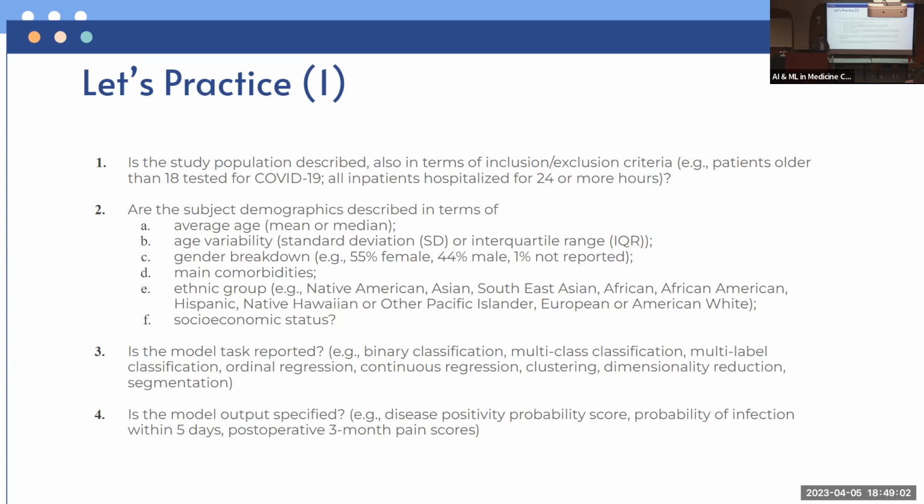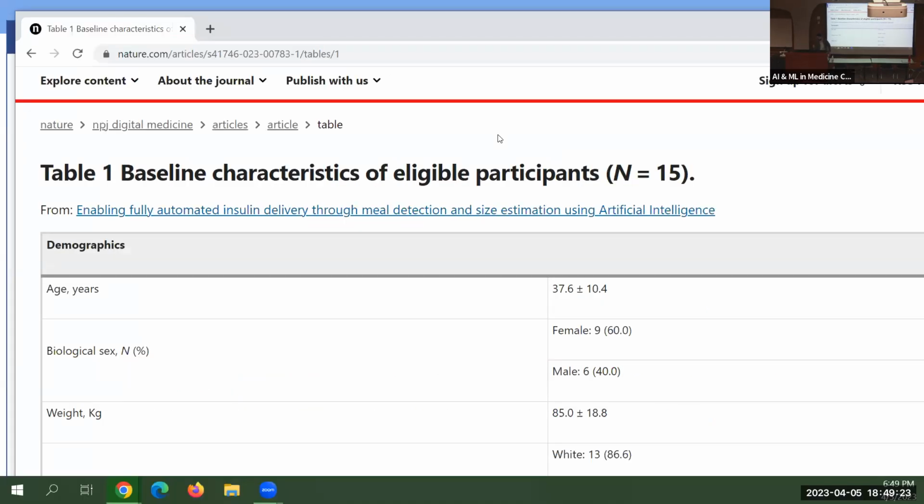Yes, okay. And yeah, I see online as well. So where do they talk about this? In the table. We're talking about this table, right? Baseline characteristics of eligible participants. And again, very small sample size, 15.